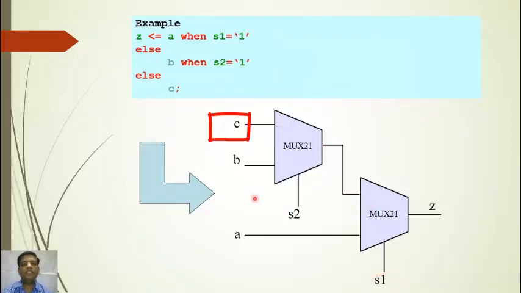So here we can see how the when and else signal assignment works. It is simple, a 2:1 multiplexer. So the final output Z is selected using when S1 is equal to 1, my A gets connected to the output terminal. If my S2 is equal to 1, my B input is connected to the output, and if both are not there, then C is connected to the output.